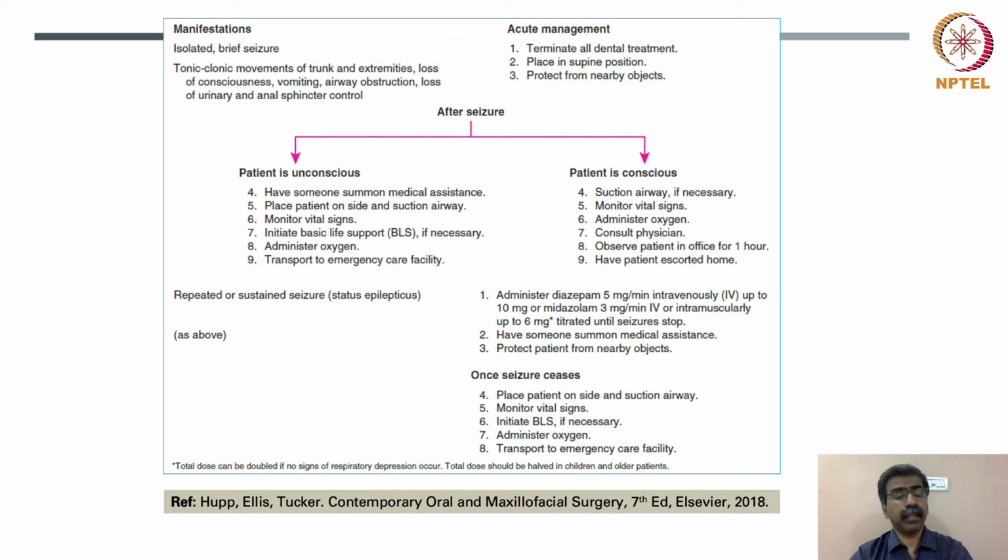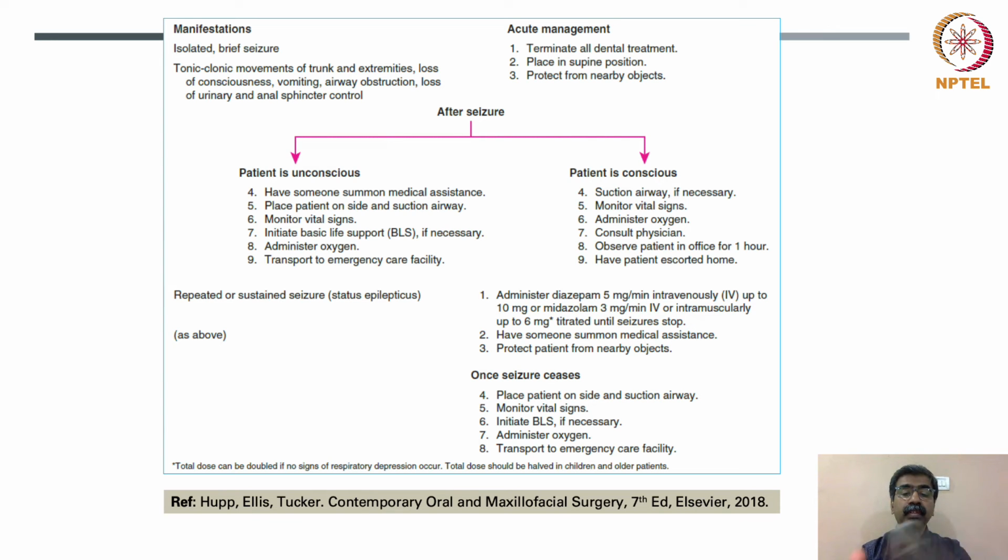And if the patient is unconscious after a seizure, you should have someone provide medical assistance, place the patient on their side and suction the airway, monitor vital signs, initiate basic life support if necessary, administer oxygen, and transport the patient to the emergency care facility. And if the patient is conscious, you suction the airway if required, monitor vital signs, administer oxygen, consult a physician, and observe the patient in the office for 1 hour, and have the patient escorted home.